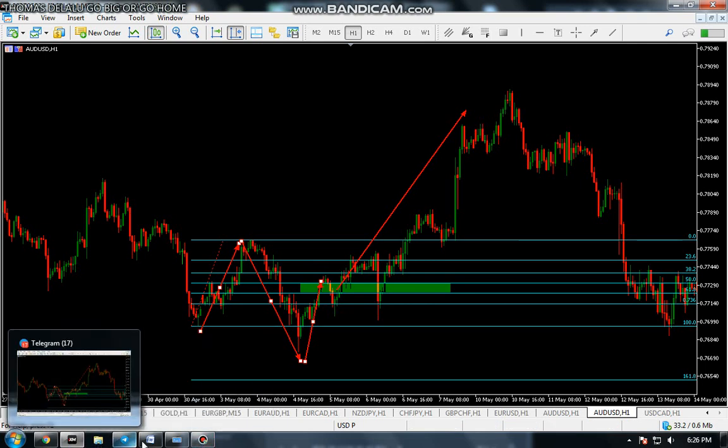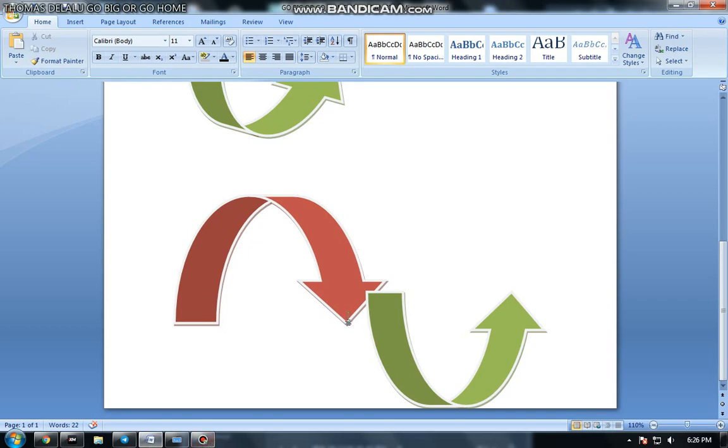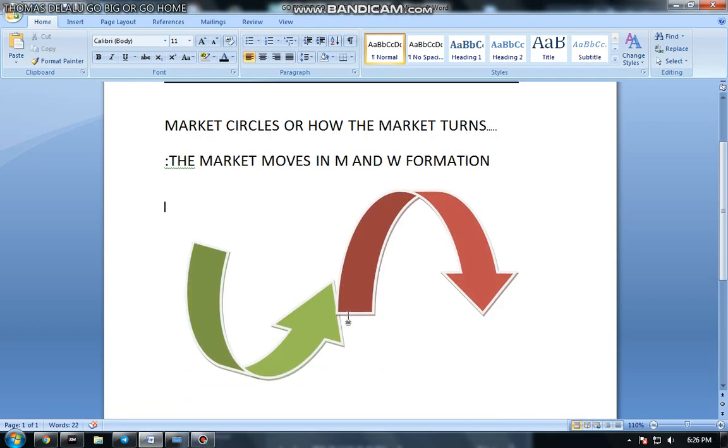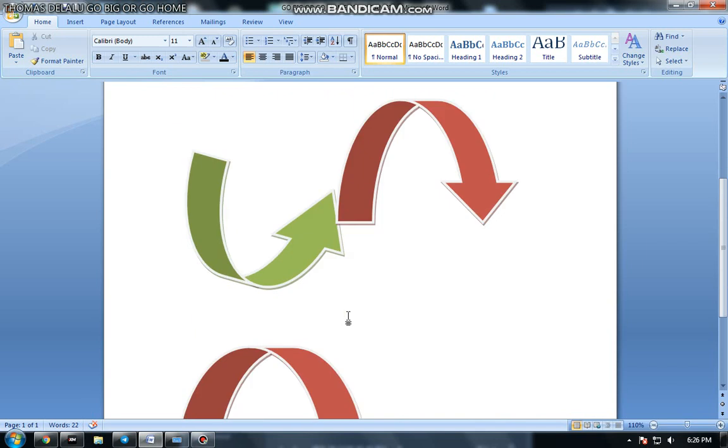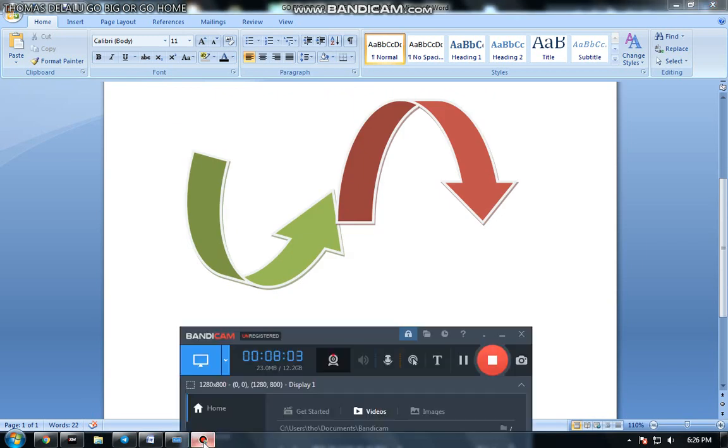Your host, Thomas Delalu, teaching about the market cycles and how the market moves in M and W formation. After the market makers have trapped the buyers and the sellers, we enter after they have finished the manipulation part. Don't worry, they are going to move in that direction as long as the cycle has been completed. The S formation, the inverted S formation, which I've shown you in the pictures, once it is complete, they are going to move in one direction.